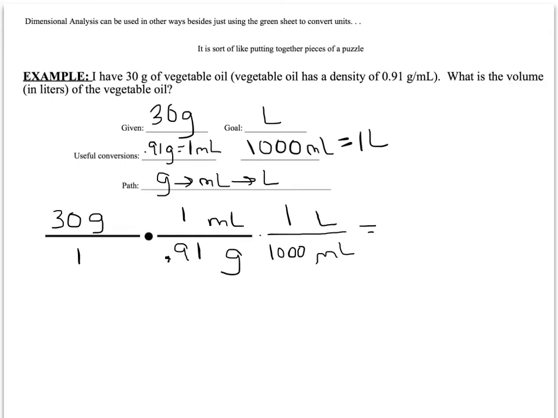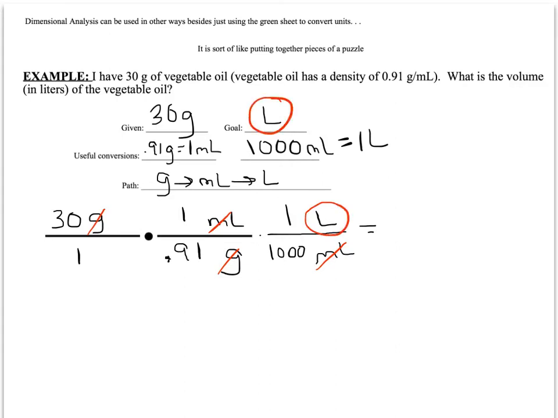Okay, now it's time for me to check and make sure that everything cancels out that's supposed to. So I'm going to take a look at the units that I have here already. I have grams and I have grams, and that cancels. I have milliliters on the top, milliliters on the bottom, that cancels. I'm left with liters, which is what I was supposed to get.